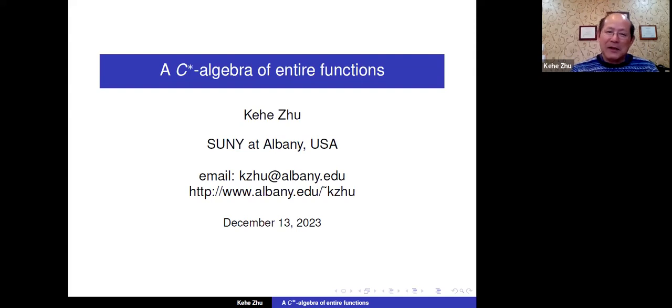So I'm going to talk about the construction of a particular star algebra of entire functions. The main point over here is that this star algebra consists of analytic functions. The setting I have over here is the complex plane, so the functions will be entire functions. But the natural question is, can you also do something similar, for example, on the unit disk, on the unit ball?